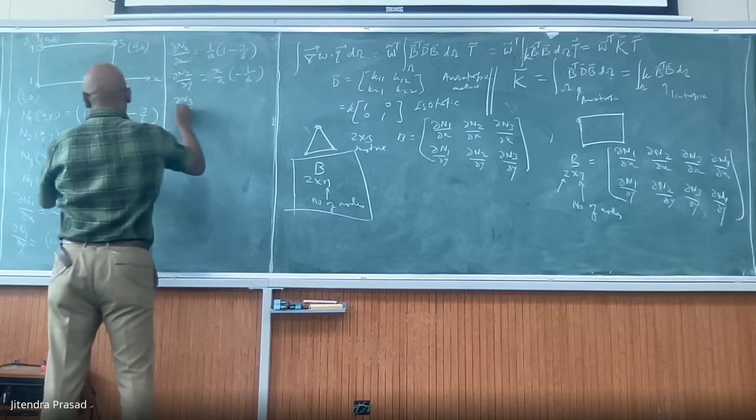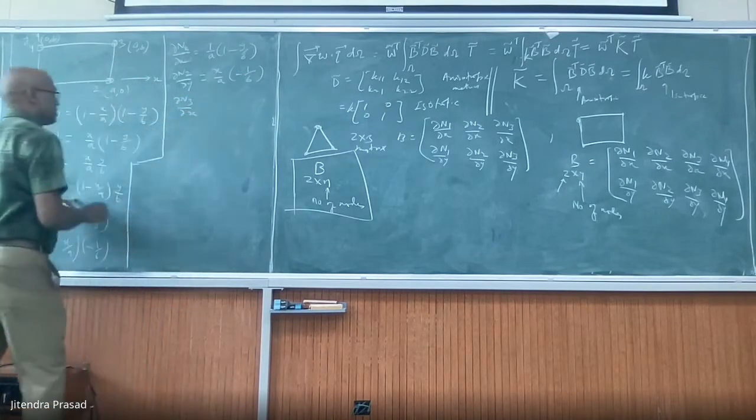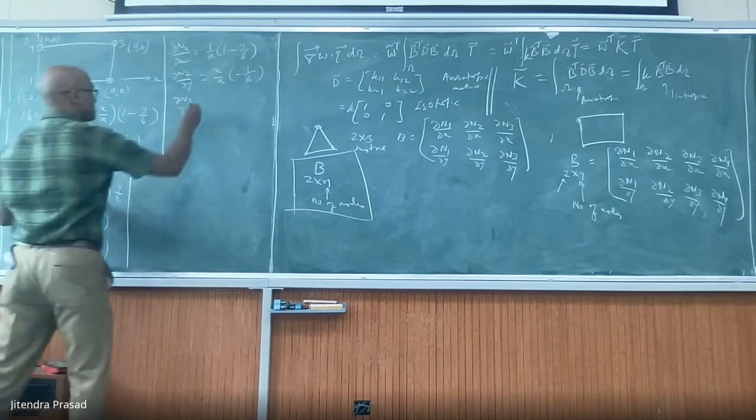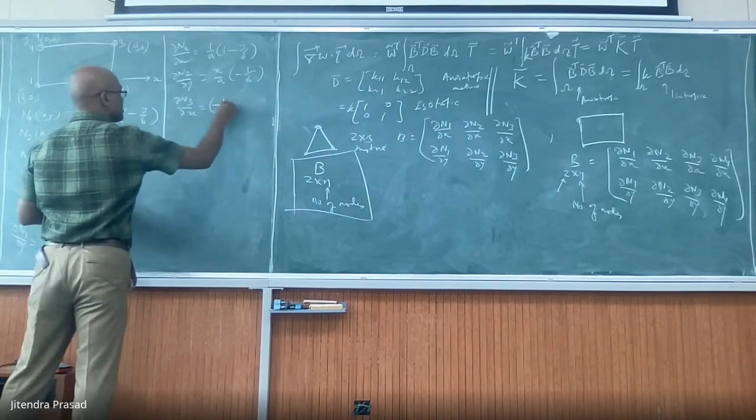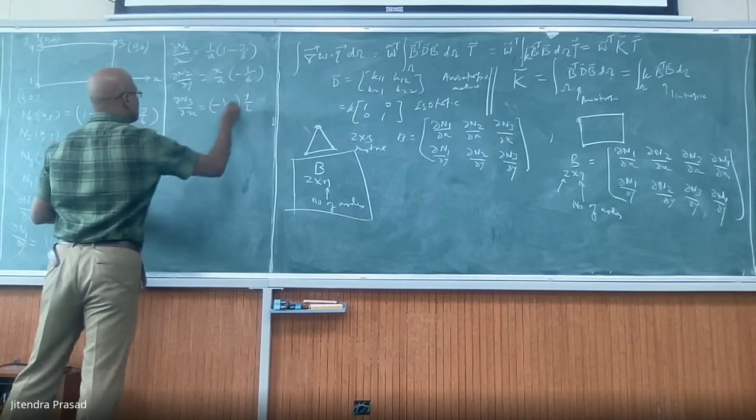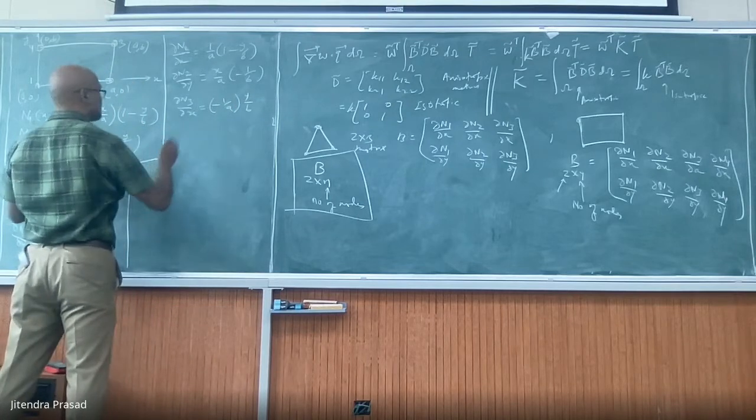Del N3 del x is equal to minus 1 over a, y over b. Oh, sorry.